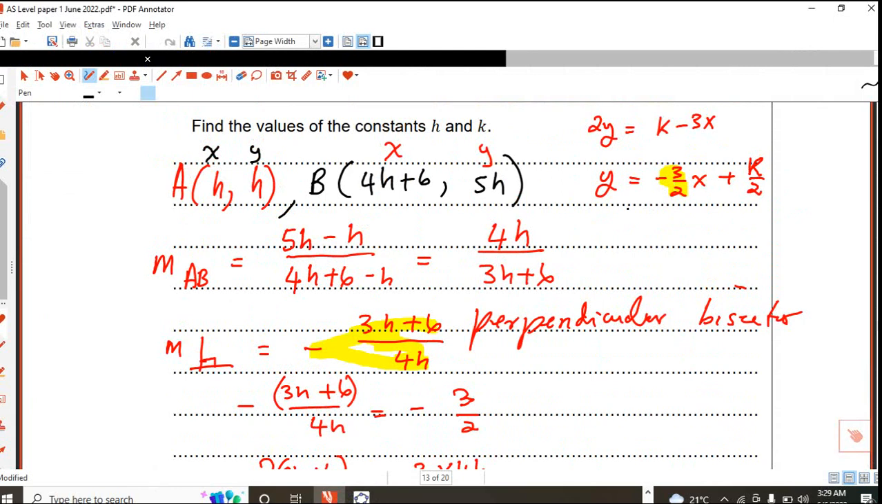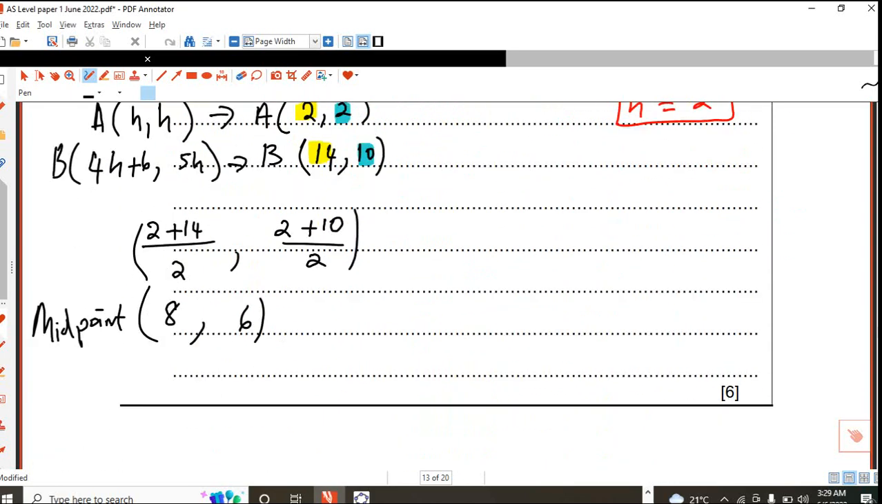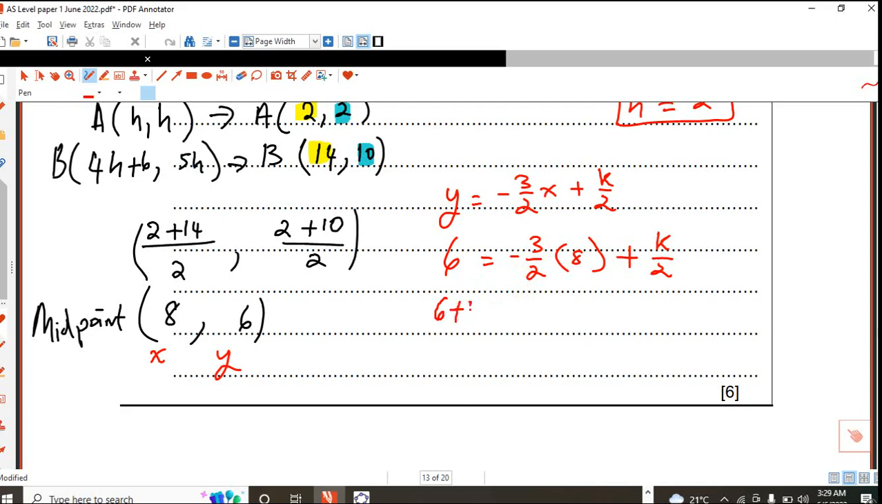So what do we do? We take the midpoint and we substitute it into this equation. So I'm going to write it here: y equals minus 3 over 2x plus k over 2. I'm going to take x, y, so I'm going to say 6 equals minus 3 over 2, the value of x is 8, plus k over 2. So 2 goes into 8 four times, and 4 times 3 is minus 12. So that is 6 plus 12 equals k over 2. That is 18 equals k over 2. Therefore, k equals 2 times 18.